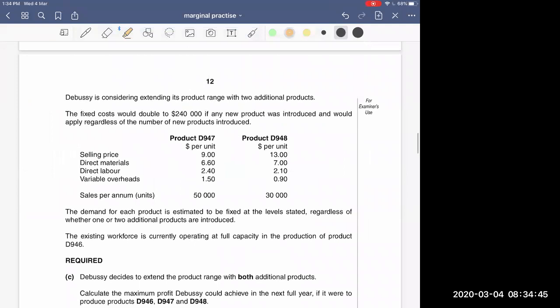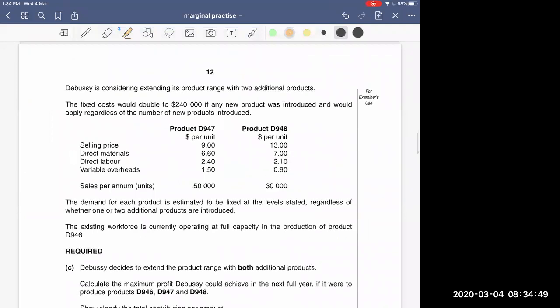Debussy is planning two additional products. That means right now we were only producing D946. Now we are planning to introduce two new products. One is 947, another is 948. The fixed cost would double to 240,000. Right now fixed cost 120 here.